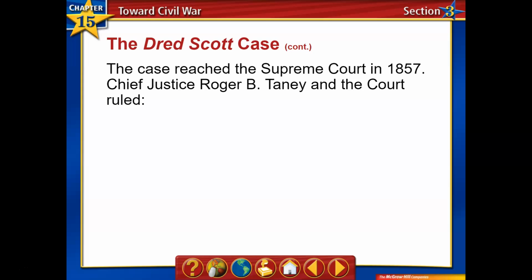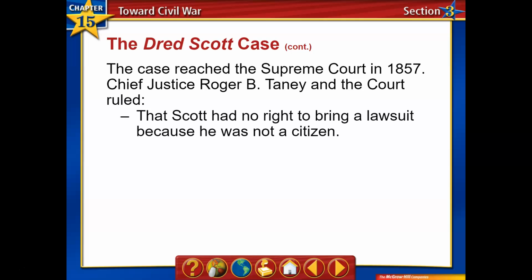In 1857, and that's where we get Chief Justice Roger Taney, and the majority of the Supreme Court made a ruling. Here's what their ruling said.